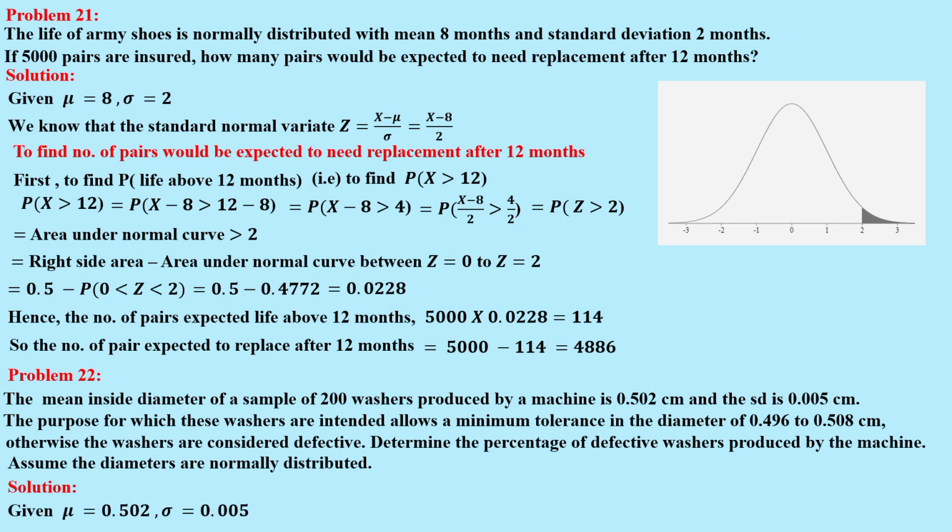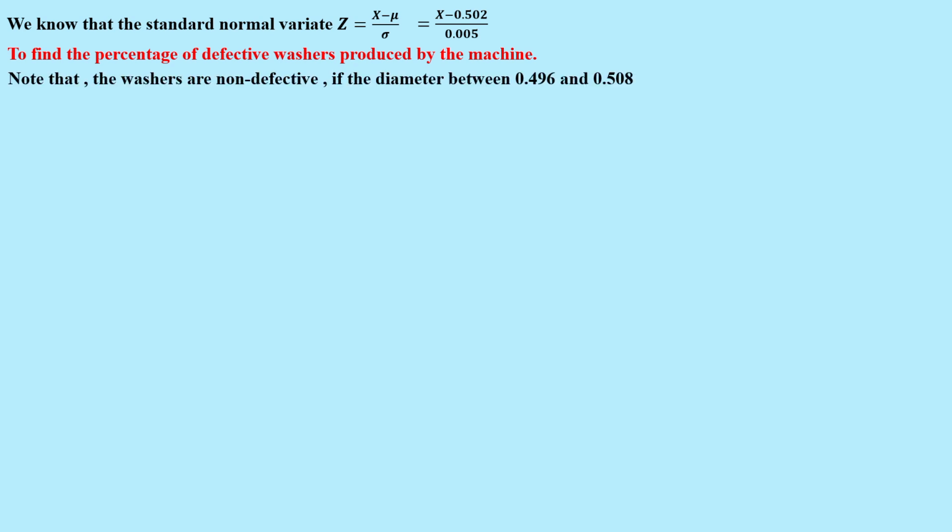So given mu is equal to 0.502 and the standard deviation sigma is equal to 0.005, right? We know the standard normal variate z is equal to x minus mu by sigma. To find the percentage of defective washers produced by the machine, note that the washers are non-defective if the diameters lie between 0.496 and 0.508. So we need to find first the probability of non-defective washers.